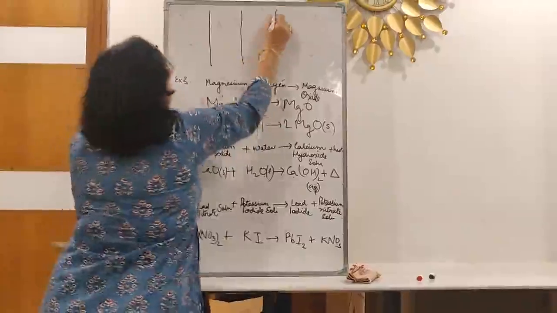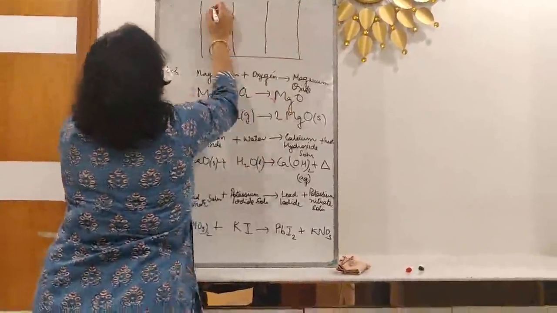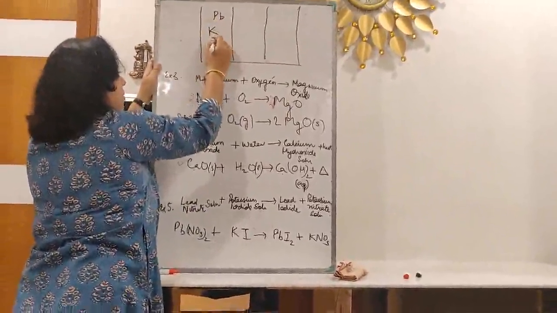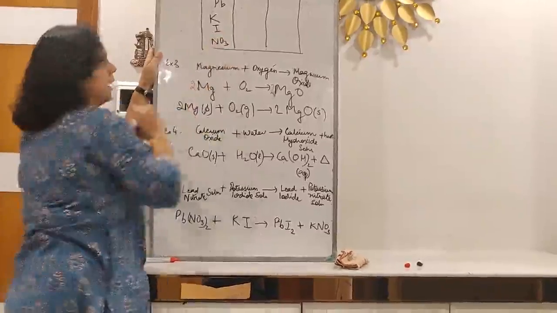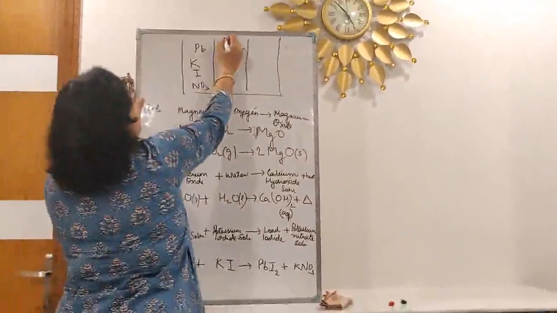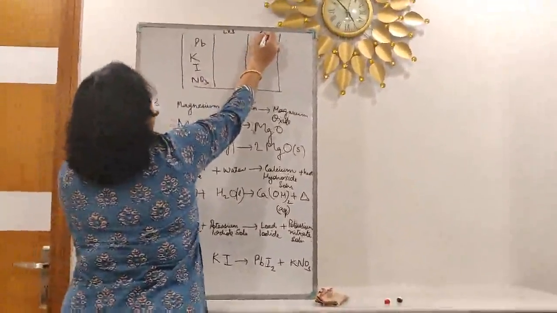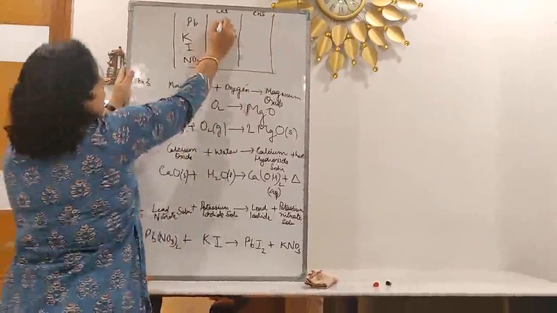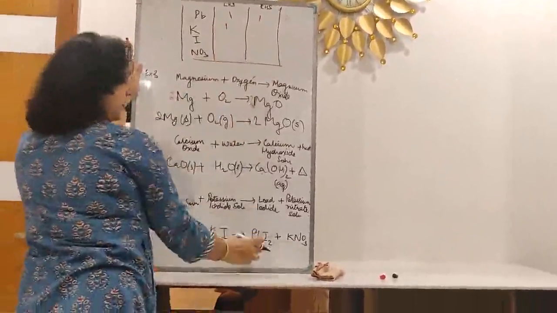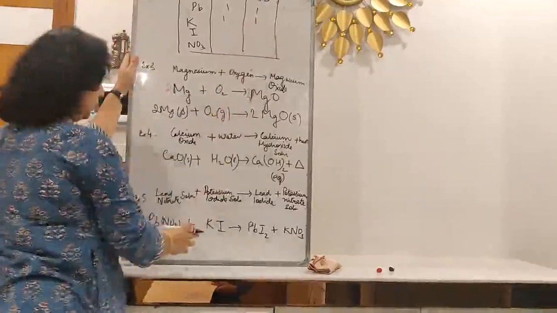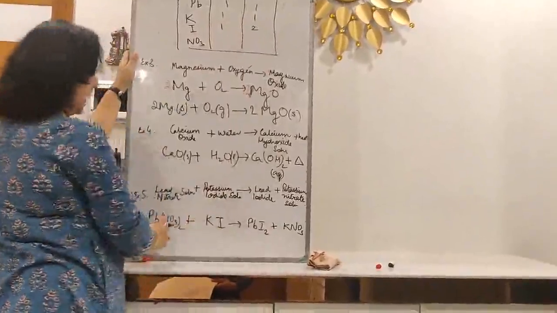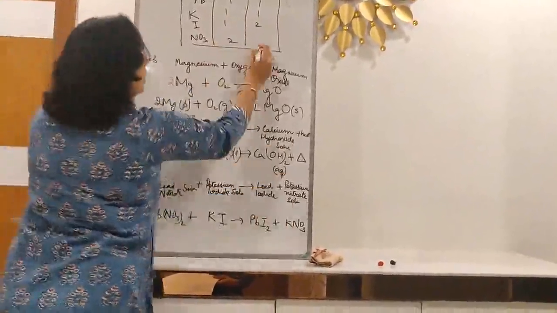We will again make a table. We have lead, we have potassium, iodine, and we have nitrate ion. The polyatomic ion can be kept as it is. This is left hand side, this is right hand side. Lead 1 over here, 1 over here. Potassium 1 over here, 1 over here. I 1 over here, 2 over here. Nitrate 2 over here and 1 over here.